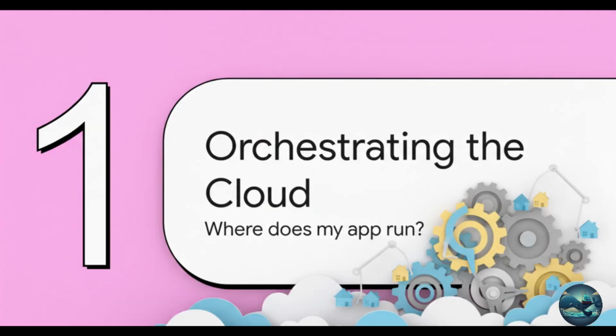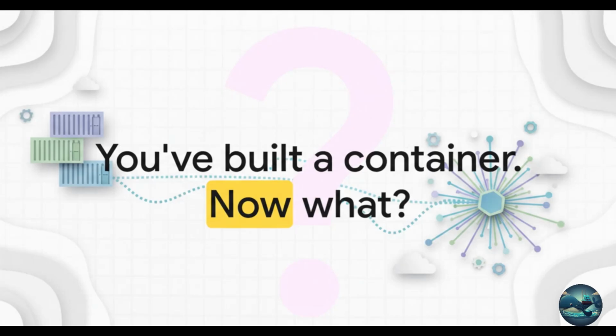Before we can get our app up and running, we have to answer the most basic question of all. Where is this thing actually going to live? So you've done all the work. You built your amazing application, you packaged it all up nicely into a container. That's a huge step, but now what? Seriously, what do you do with it? How do you take that one little container and make it run reliably at scale without you having to manually babysit it 24/7? That right there is the core problem Kubernetes was invented to solve.